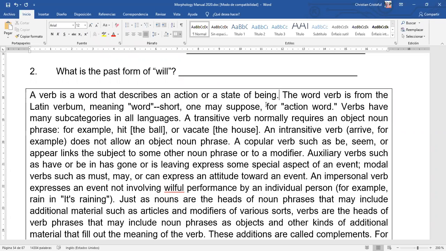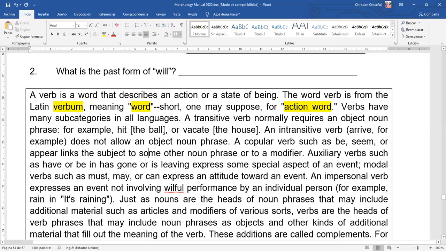So the word verb is from the Latin verbum. So, etymology of the word verb, it comes from Latin. Which is the Latin word? Verbum. This is the Latin word. What does it mean? It means word. Okay. One may suppose it means action, but definitely it means word. Very good.